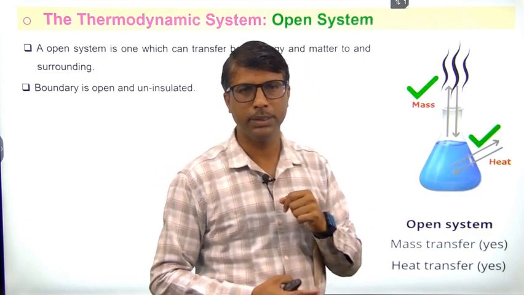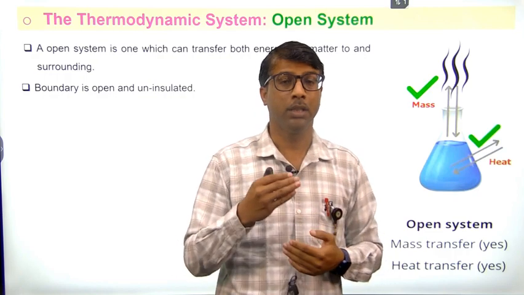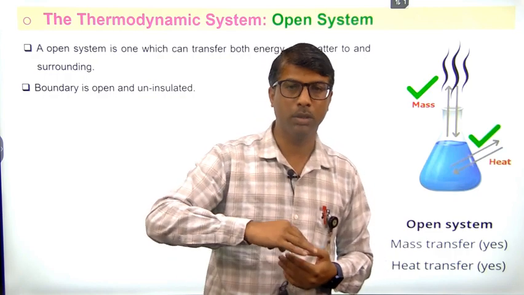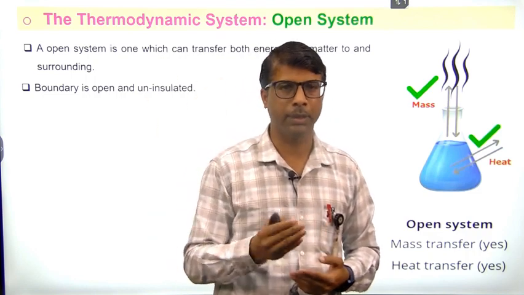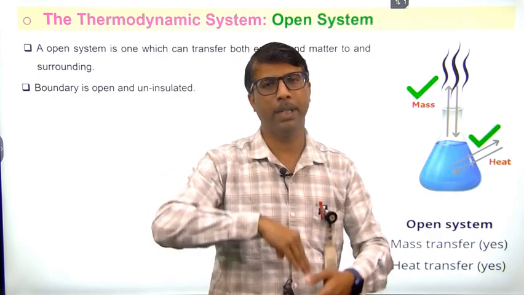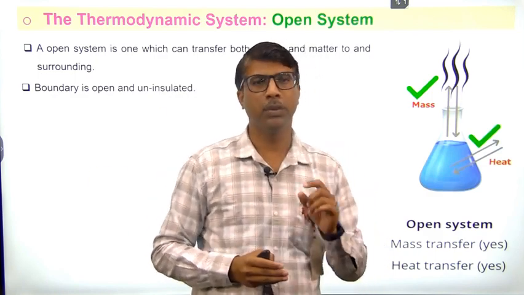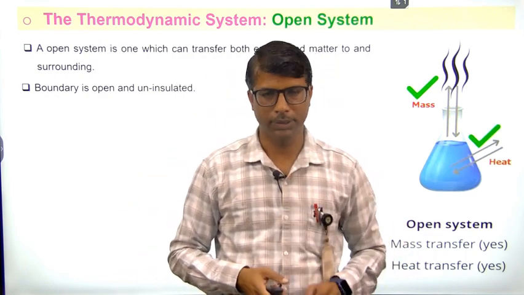So we can say that this is an open system in which we can transfer the matter, that means water, from the system to the surrounding, and also heat, that means energy, from the system to the surrounding, and we can reverse it also, because the boundary is open and unsealed. This is called an open system.